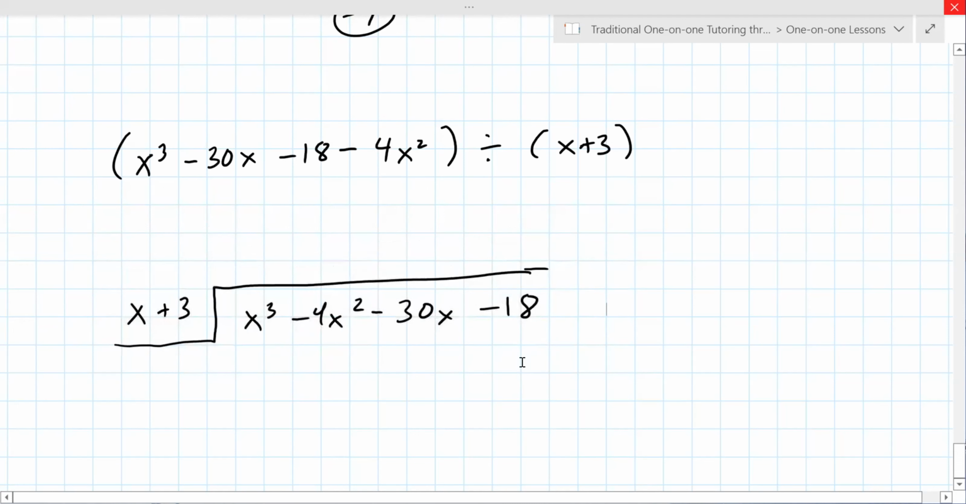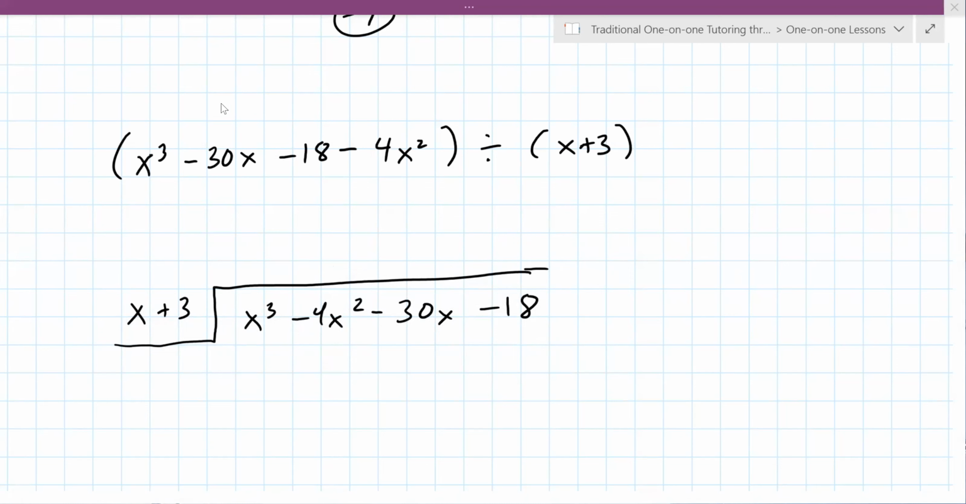Do you want to try carrying this one out from here? And then we'll get back to the other assignment we've been working on. So how many times does x go into x cubed now? Yes. You always look at the two leading terms.